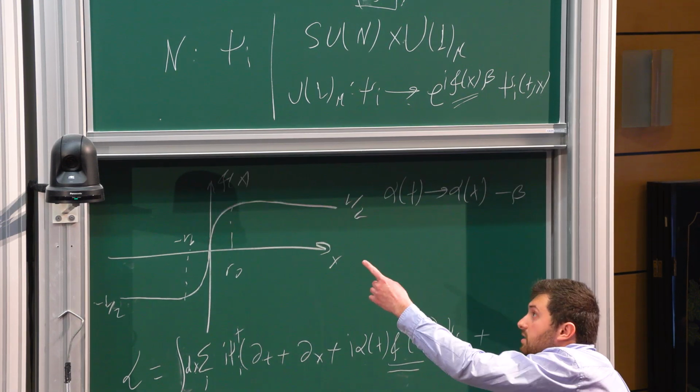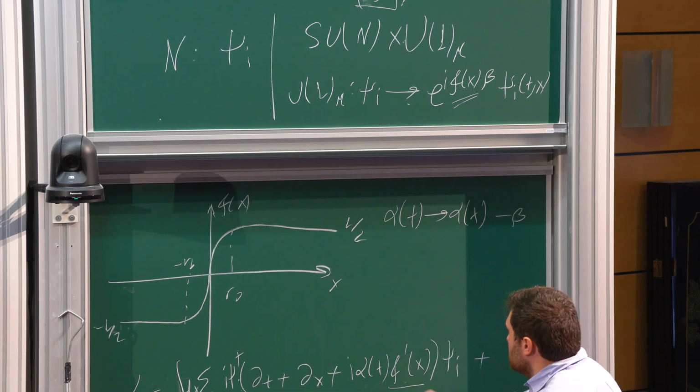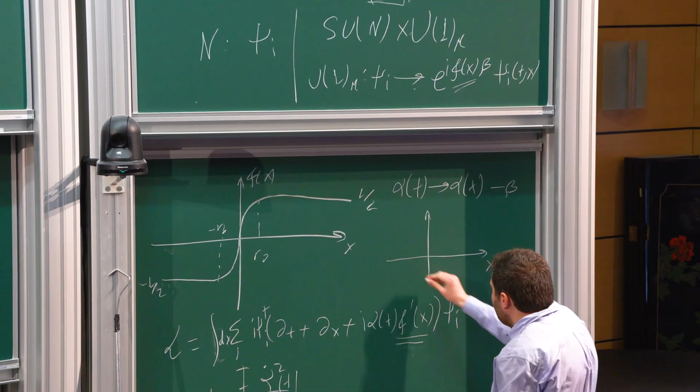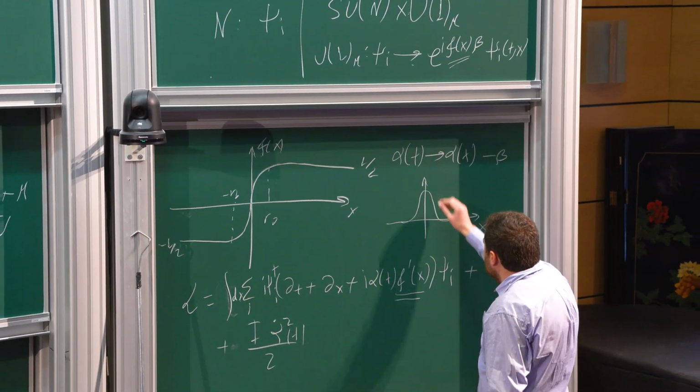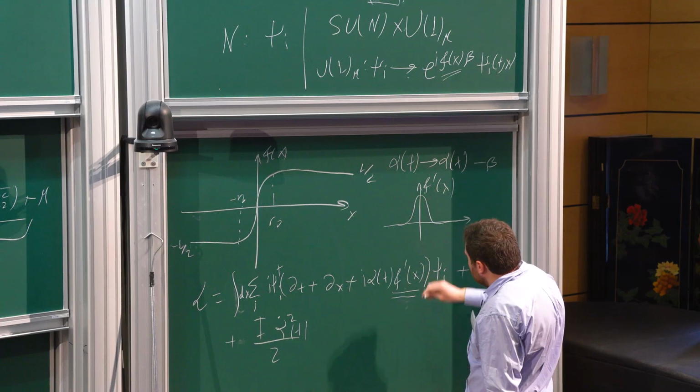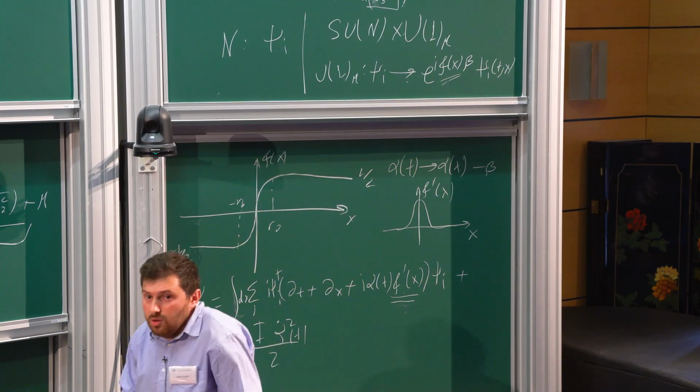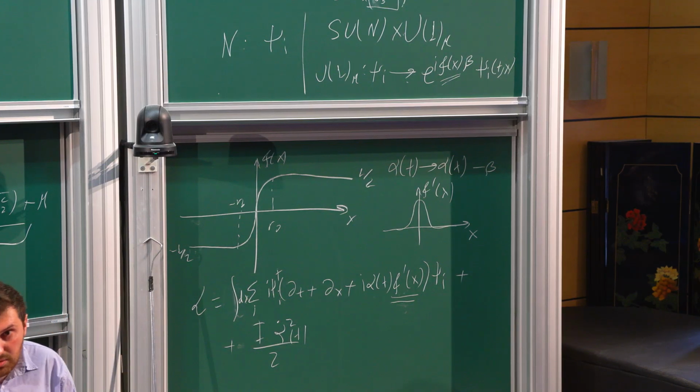But the f function is a regularized step function. So this will be a regularized delta function. That is f prime of x. So the rotor couples with the fermion current only on the monopole, or if you like, only on the boundary.